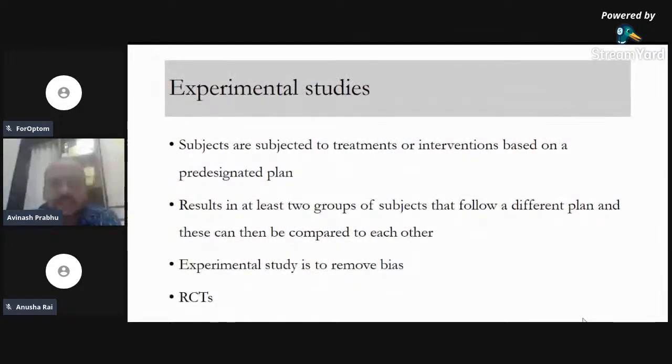Whereas when it comes to experimental studies, here subjects are subjected to some kind of treatment or intervention based on a pre-designated plan. This results in at least two groups of subjects that follow a different plan, and these can be compared to each other. Experimental studies are done to remove bias. Bias is very evident in observational studies. One of the classical examples of an experimental study is the randomized control trial, also known as an RCT.